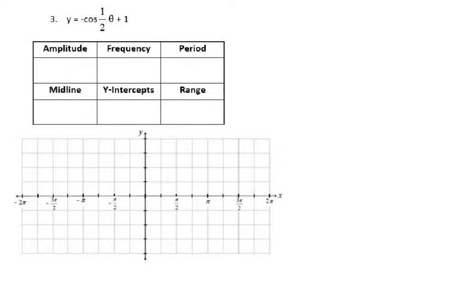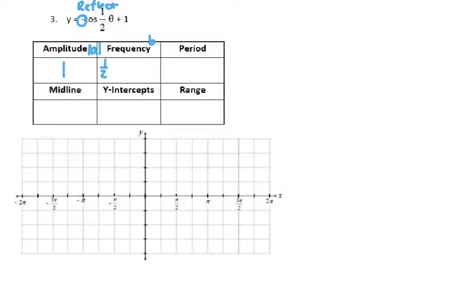So first of all, our amplitude is going to be the absolute value of a. Here our amplitude is equal to 1, but we do need to make sure that we remember when graphing that we have a negative in front of this. This is going to reflect our graph over the x-axis. Our frequency in this problem is going to be equal to our b value, which is equal to 1/2.